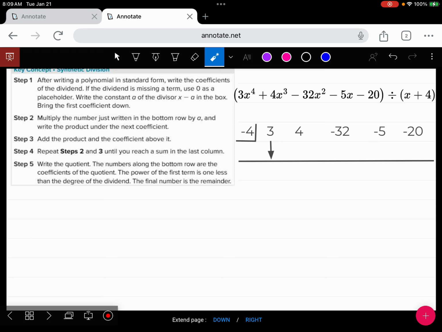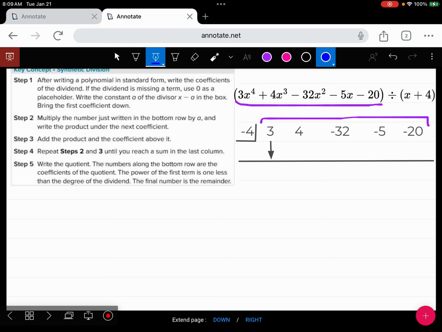And we didn't skip anybody. We had our x to the 4ths, x cubes, x squareds, x's, and then our numbers. So we just write down those numbers. These guys become these guys. These are our coefficients here.